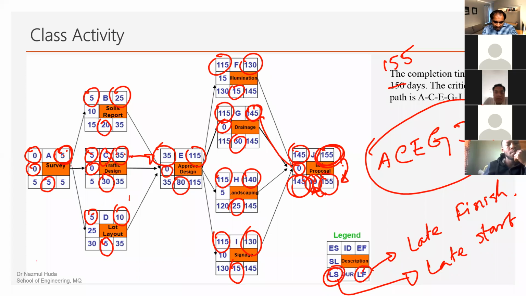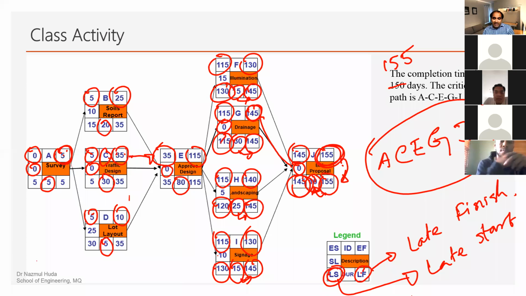So from 145, this is the late finish for all the preceding activities here. We subtract 15, we get 130. We subtract 30, we get 115. We subtract 25, 125. We subtract 15, 130. Subtract the duration from the late finish. This is the late start.